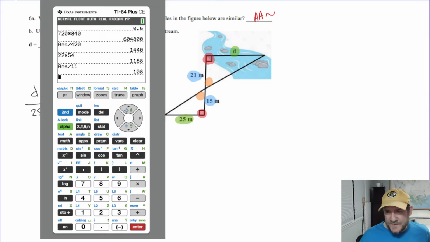So d times 5 is 5d, and 25 times 7 is 175. And I realize I'm leaving the calculator up. Let's put that away.